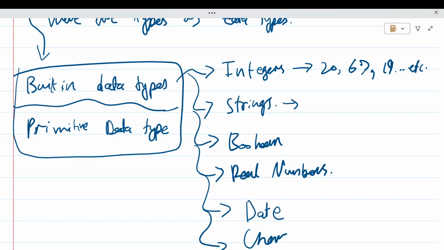Strings are just, you mostly write them in quotation marks. This is just text, like any alphabet, literally any alphabet. It can be a hashtag, it can be the at the rate symbol. It can be my password.